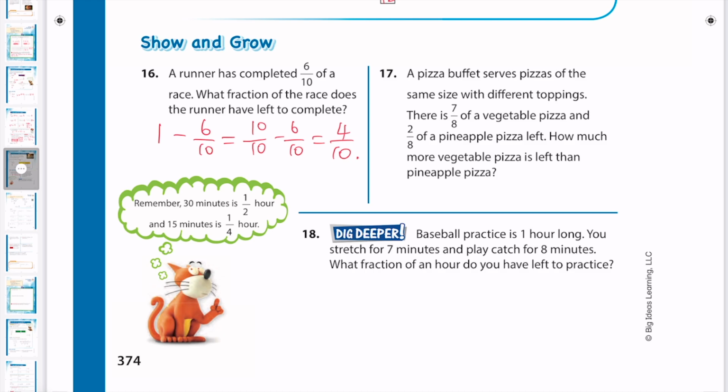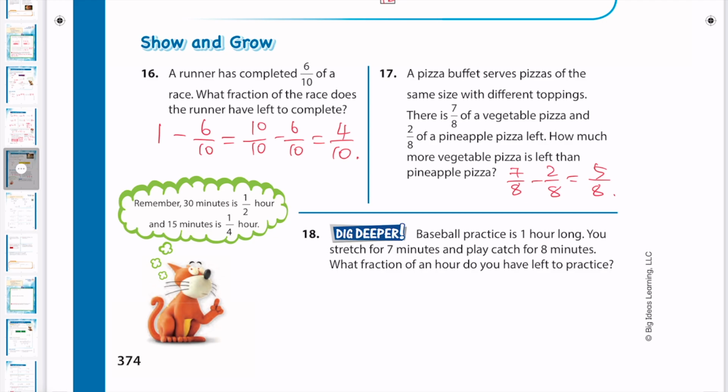Okay, now a pizza buffet serves pizzas of the same size with different toppings. There is 7/8 of vegetable pizza and 2/8 of pineapple pizza left. How much more vegetable pizza is left than pineapple pizza? So you need to find out what? The difference. Okay, so 7/8 take away 2/8, which is 5/8.